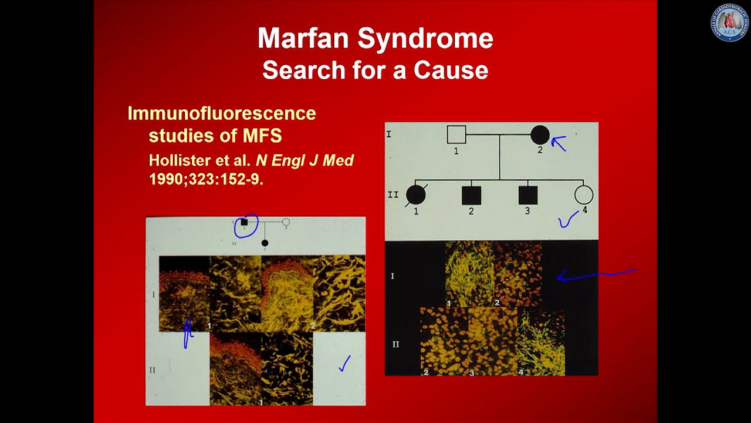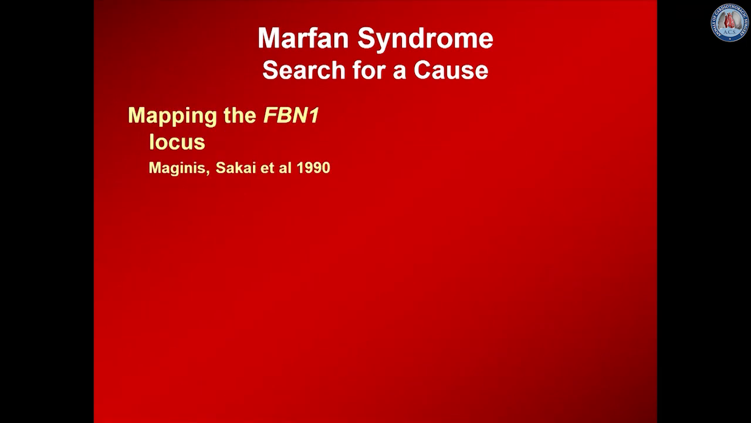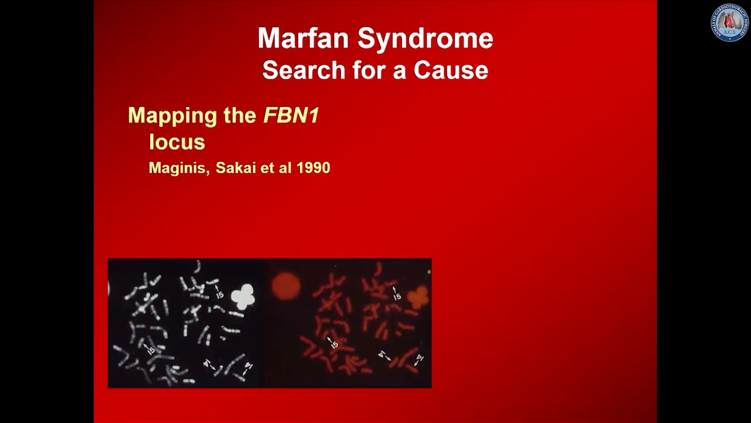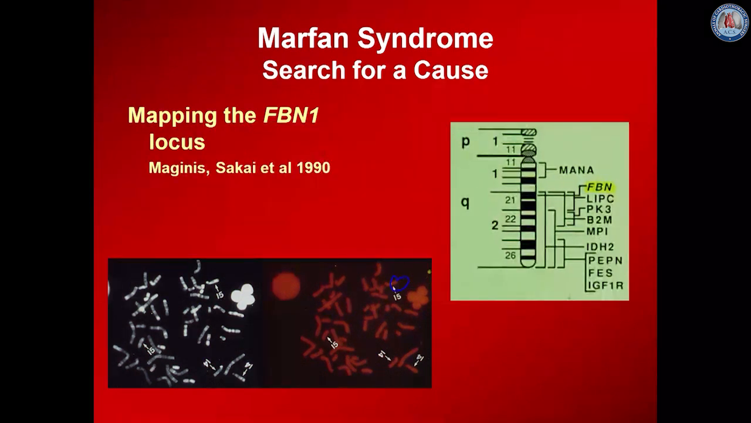So then it became an issue of actually mapping the fibrillin 1 locus, and this was achieved in 1990 by fluorescent in situ hybridization that showed that the actual gene was located here at band Q21 on chromosome 15.